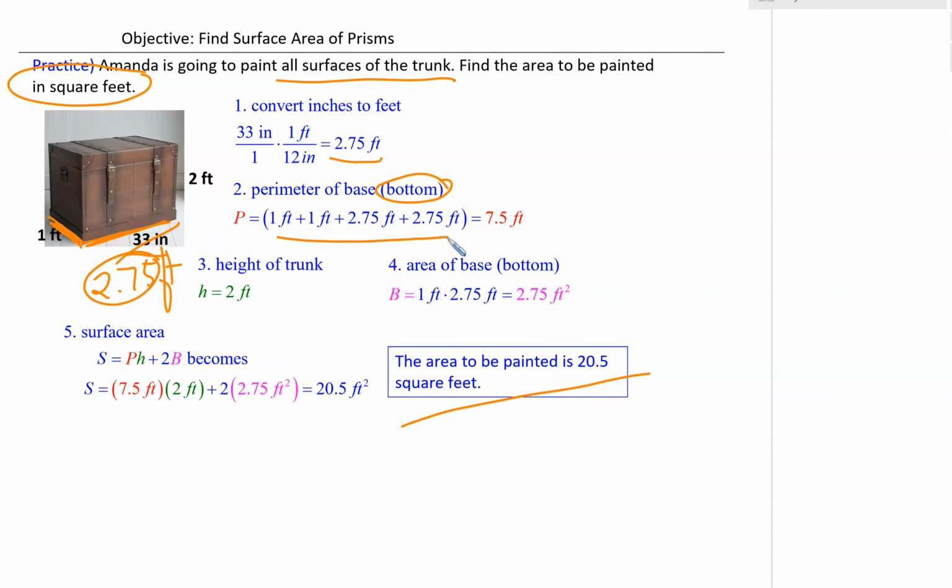And then the height of the trunk would go from top to bottom, so that would be the 2 feet. So we're looking at a perimeter of 7.5 times the height of 2 feet, and then 2 bases. The area of a base, remember, would have to be length times width because it's a rectangle base now, and the length and the width would be 1 and 2.75, giving us 2.75 for that area. And that's where our 20.5 square feet comes from. All right, moving on.